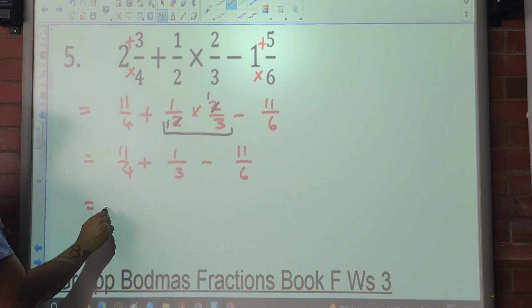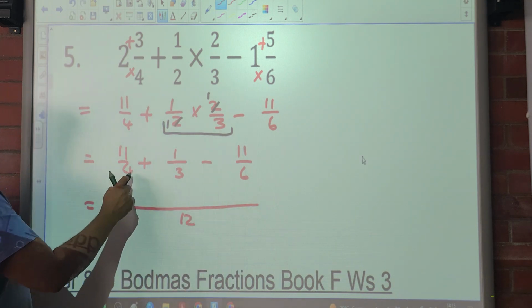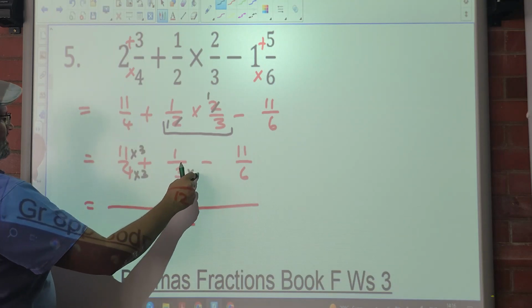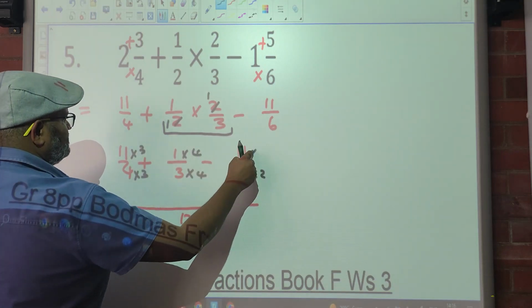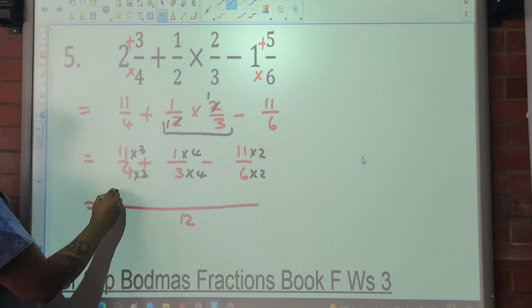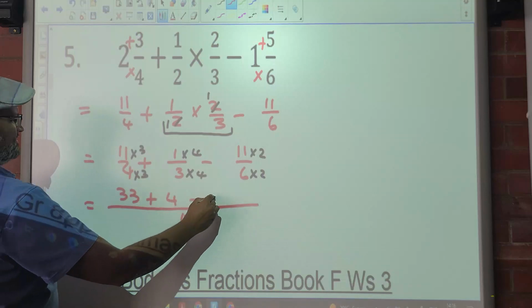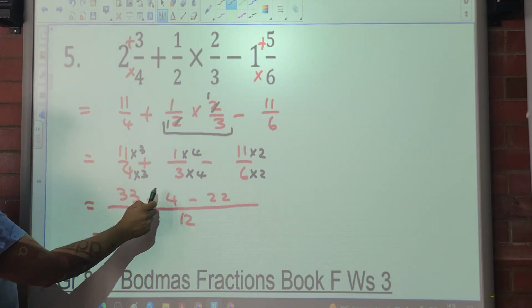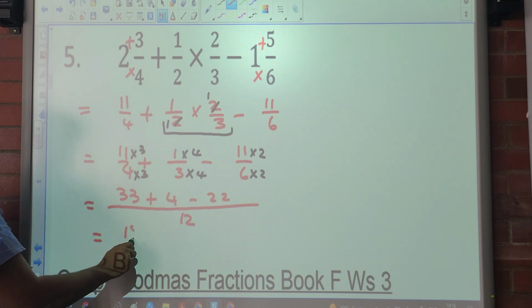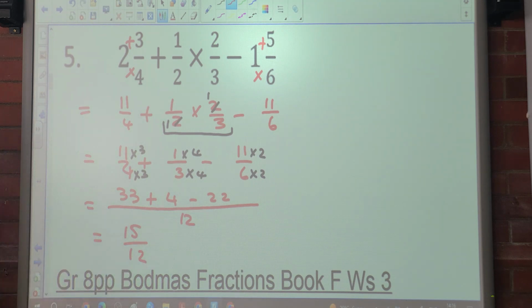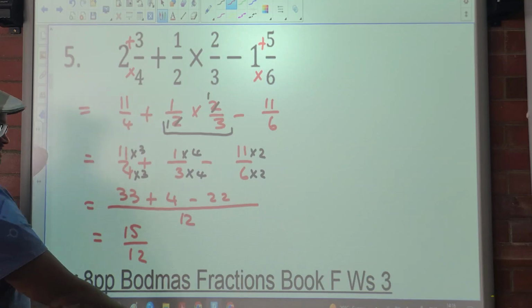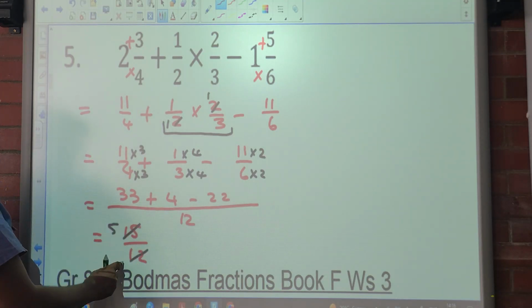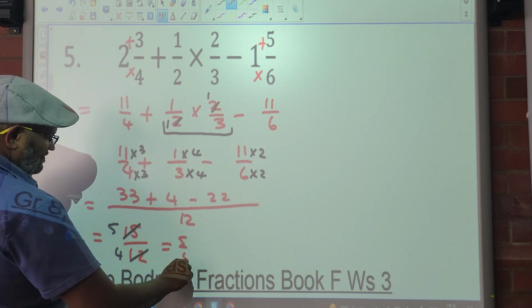What's your LCM here? So let's multiply this by 3. Multiply this by 4. Multiply that by 2. So 3 times 11 is 33 plus 4 minus 22. 33 minus 22 is 11 plus 4 is 15. So is there any number that goes into 15 and into 12 without remainder? 3. 3 goes into 15 5 times, 3 goes into 12 4 times. So the answer is 5 over 4.